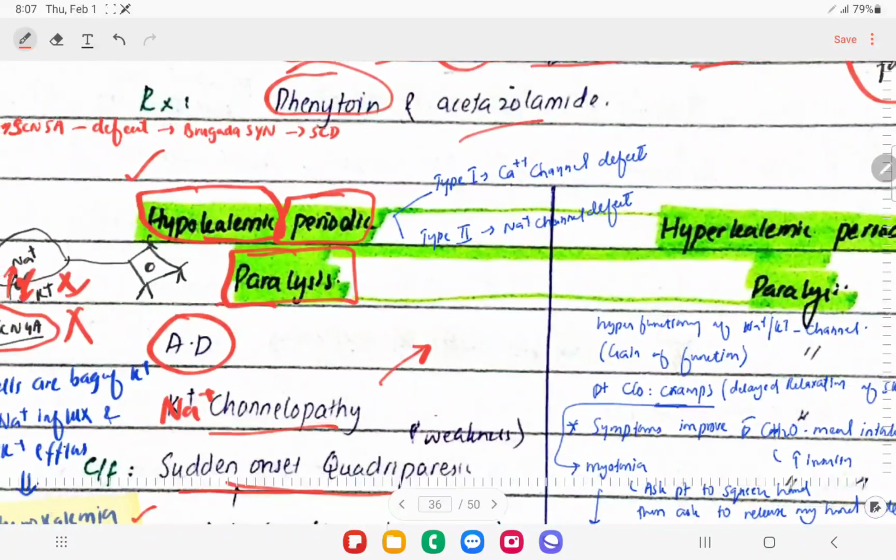So that's all about hypokalemic periodic paralysis. Before going to hyperkalemic periodic paralysis, there is one thing that I need to mention here: we have two types of hypokalemic periodic paralysis, type 1 and type 2. Type 1 is associated with a calcium channel defect, and type 2 is associated with a sodium channel defect, that is SCN4A, right?